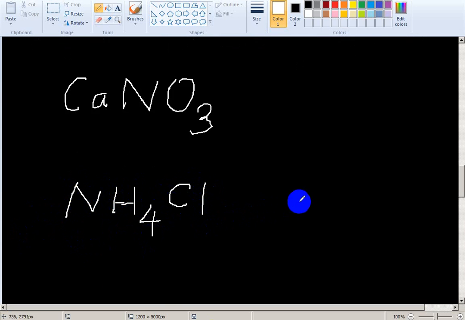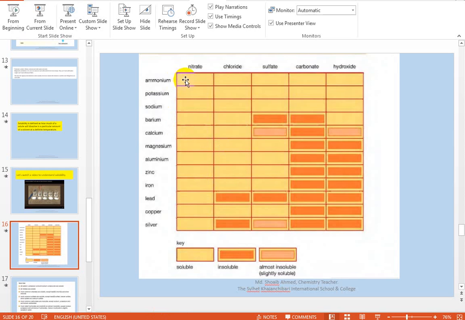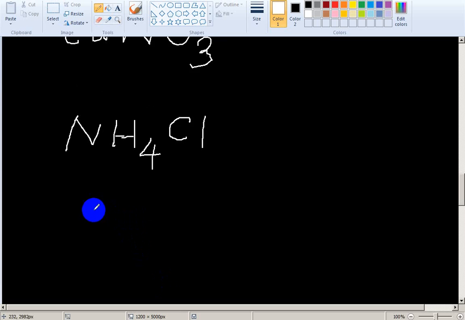Okay, is ammonium chloride soluble, insoluble or slightly soluble? Soluble. Why? Because all ammonium salts are soluble, like ammonium nitrate, ammonium chloride, ammonium sulfate, ammonium carbonate, ammonium hydroxide, all are soluble. All ammonium salts are soluble.